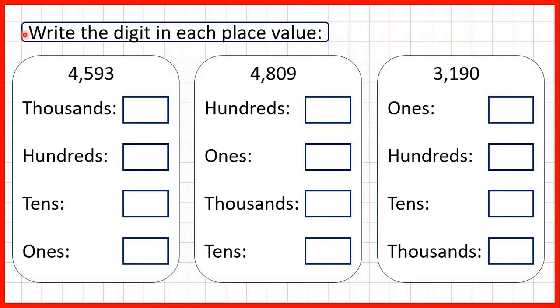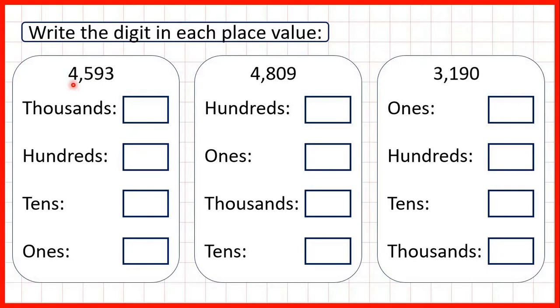We need to write the digit in each place value. So remember, we count place values from the right. So first we have our ones, then our tens, hundreds, and thousands digits. At least that's for whole numbers. With decimals, we need to remember to count place values from the decimal point. But for whole numbers, we can count from the end. So remember ones, tens, hundreds, thousands.